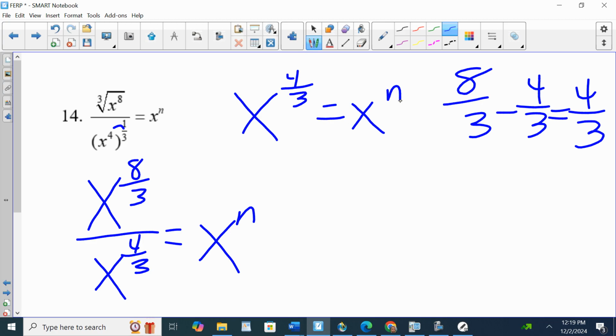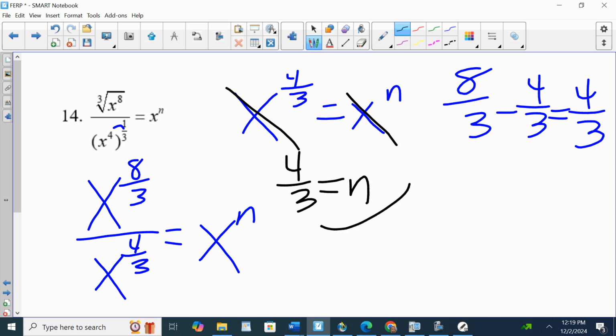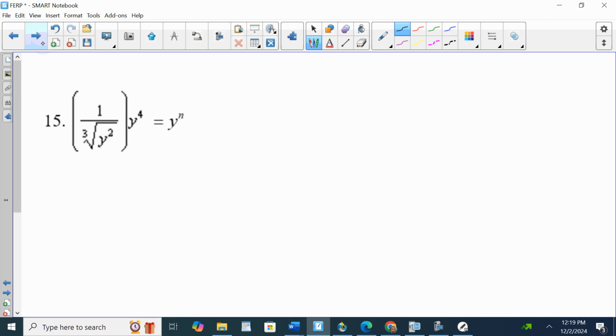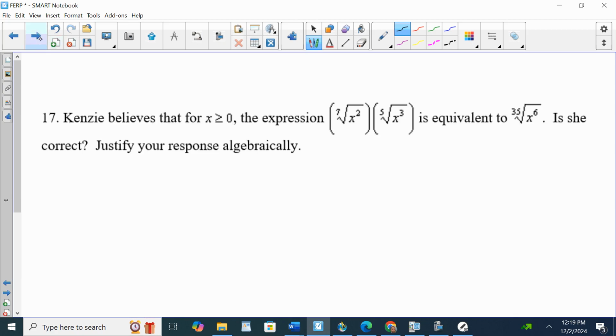Since I'm looking for the exponent, I can just cross those x's out, and I'm left with 4/3 equals n. So it's the same thing, it's just phrased differently. That's how you do it. You do the same exact process, and whatever your exponent is is your answer. And then there's just one more type of question I like to ask on the Regents. Kenzie believes these expressions are equivalent. Well, let's do it.